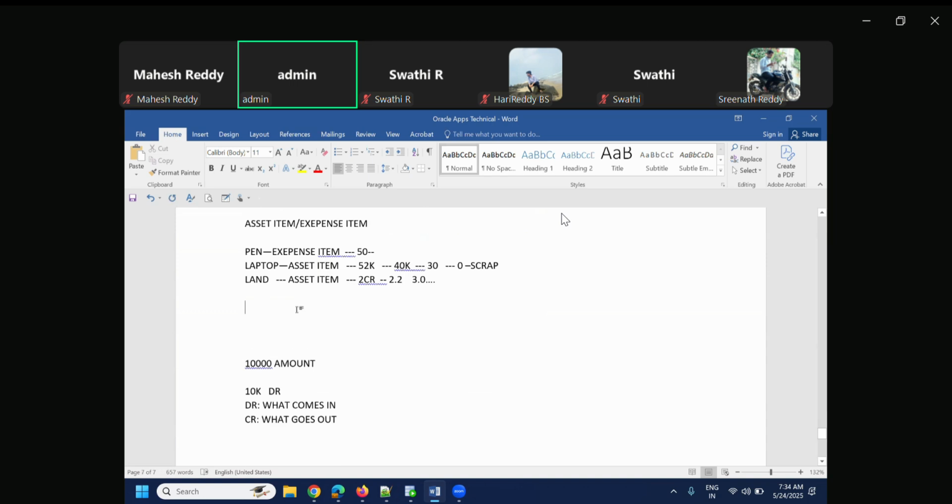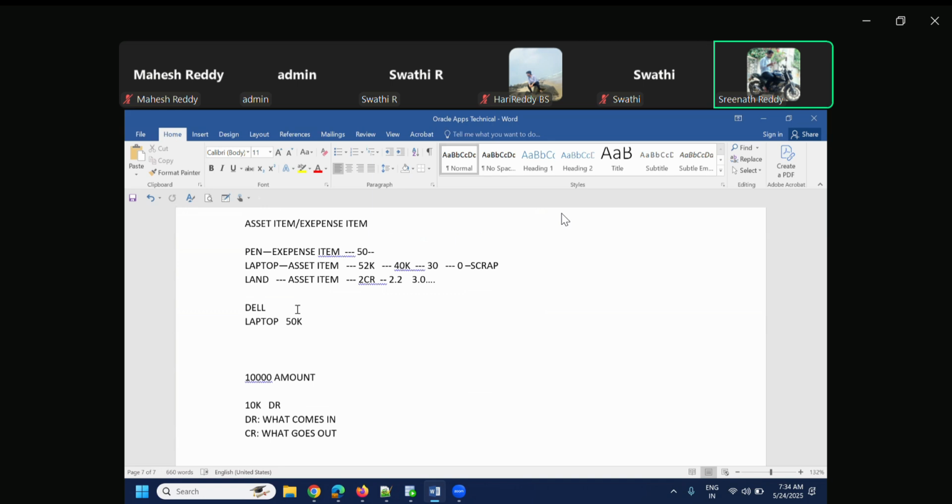Then I sold, okay? Suppose we are working at Dell, so we are supporting Dell here. I sold one laptop to a customer. A 50,000 rupees laptop I sold to my customer. Is it a debit or credit to my company? Credit, sir. I sold a 50,000 rupees laptop to my customer. It's debit, sir, because we are receiving money, right?